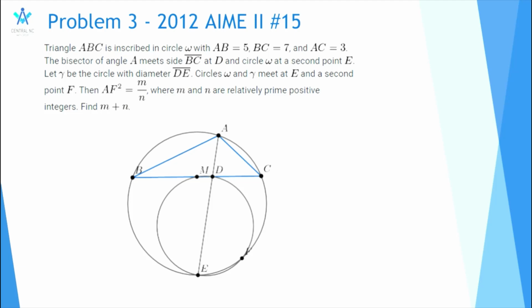Let's go. Last problem. Problem 3, 2012 AMC 12, number 15. Wow, inversion killing late AMC problems. Triangle ABC is inscribed in circle omega with AB equals 5, BC equals 7, AC equals 3. The bisector of angle A meets BC at D and circle omega at a second point E. Let gamma be a circle with diameter DE. Circles omega and gamma meet at E and the second point F. Then AF squared equals m over n. Find m plus n.